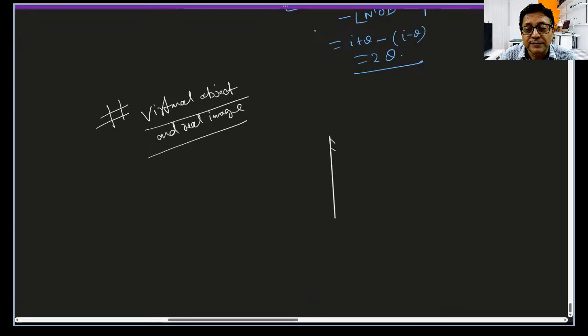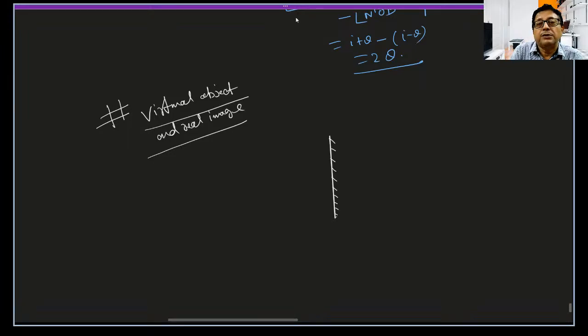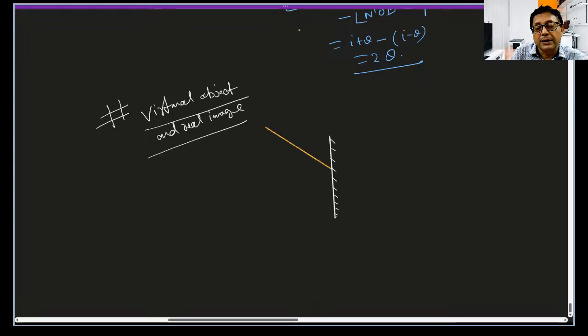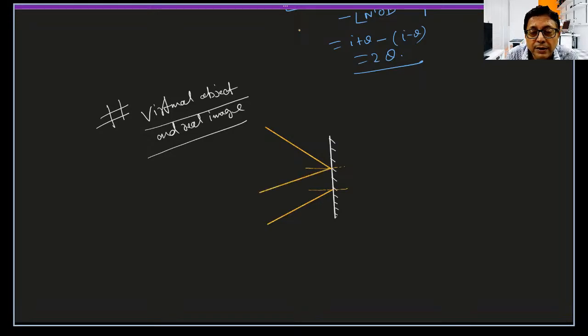This is a plane mirror, taking it this way. Now there is an incident ray coming in this manner, and another incident ray coming in this manner. When they get reflected, they will go this way. This incident ray will be reflected this way.